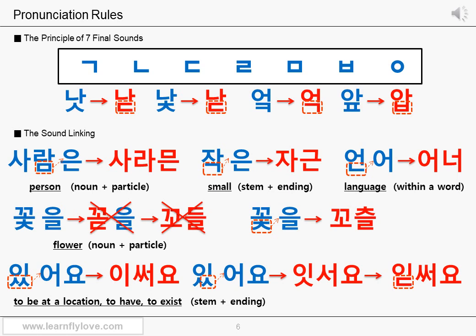On this page, you should remember that this sound linking rule is applied mostly to particles, endings, suffixes, and within the smallest unit of a word. Let's talk about consonant clusters. What kind of pronunciation rules did you learn for consonant clusters? You never pronounce both of the consonants in the consonant cluster at the same time. Let's call it sound simplification.